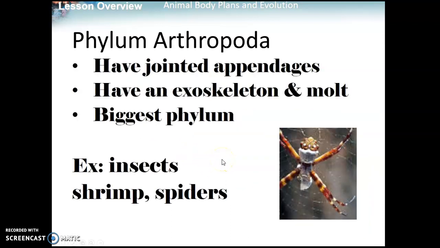Arthropods, these are your insects, your bugs, your spiders, your ticks. These are animals that have jointed appendages. That means legs that can bend. They have an exoskeleton and they'll shed it whenever they need to grow larger. This is the biggest phylum of animals. There are a lot of different species of arthropods.